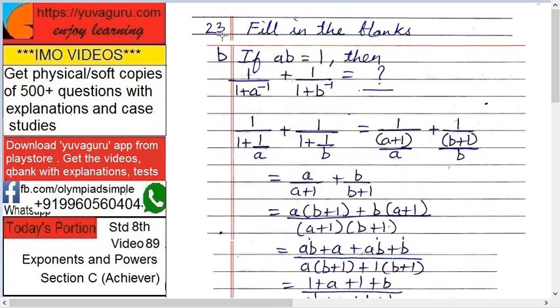Okay. Next, if ab equals to 1, then 1 upon 1 plus a raised to minus 1 plus 1 upon 1 plus b raised to minus 1 equals to how much? So let's solve this. 1 upon 1 plus a raised to minus 1 means it becomes 1 upon 1 plus 1 upon a. This 1 upon 1 plus b raised to minus 1 means it becomes 1 upon 1 plus 1 upon b. So just solve them. 1 upon 1 plus 1 upon a, plus 1 upon 1 plus 1 upon b. So what is this now?